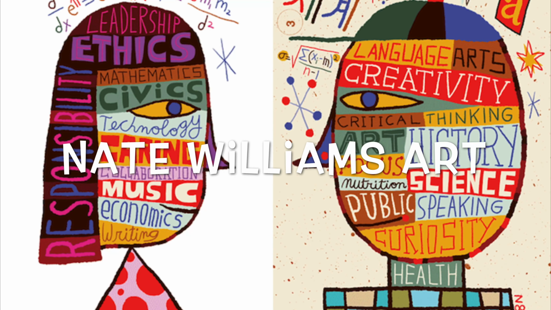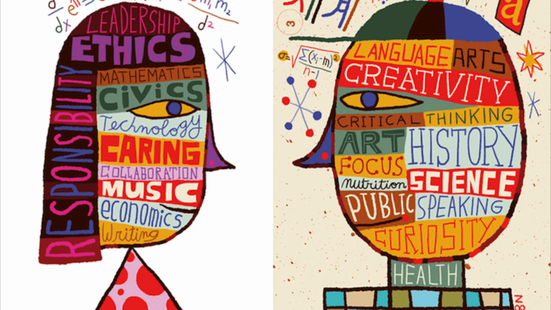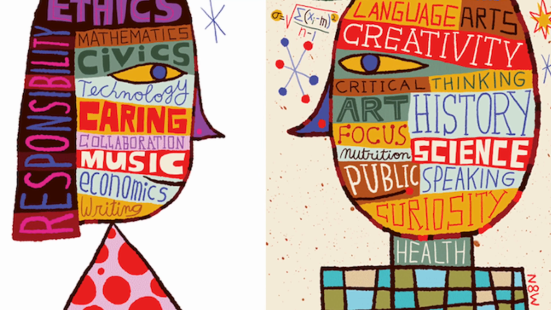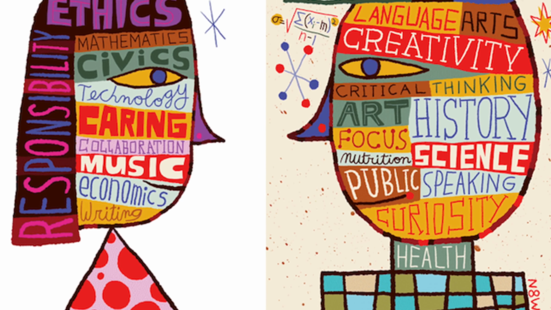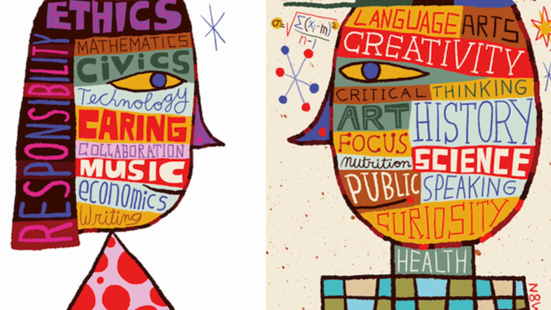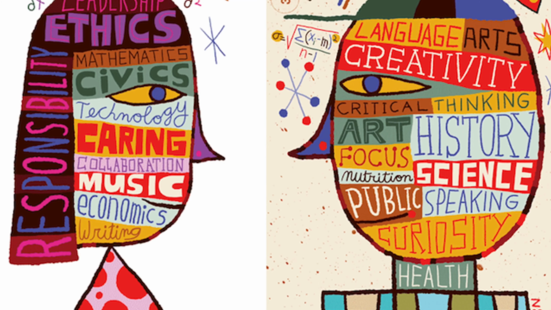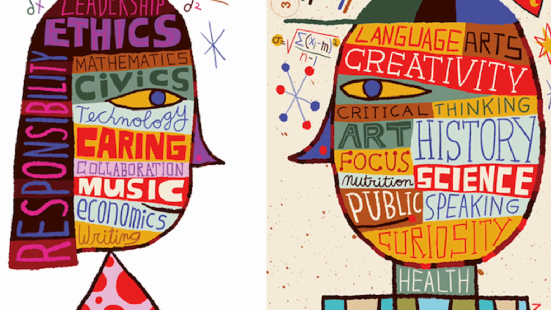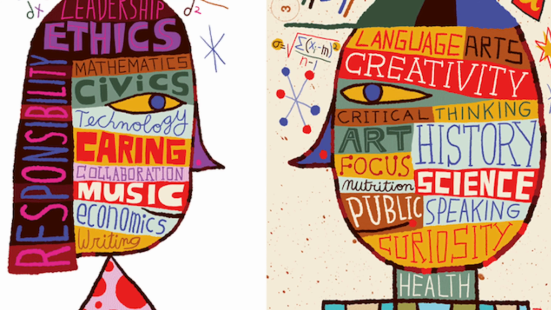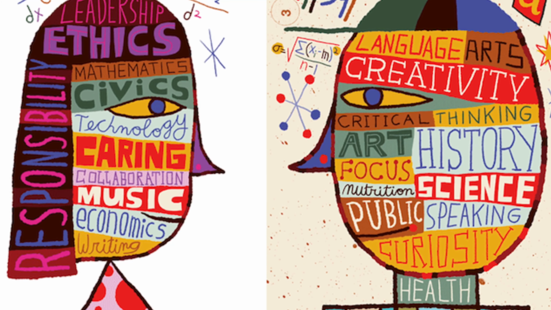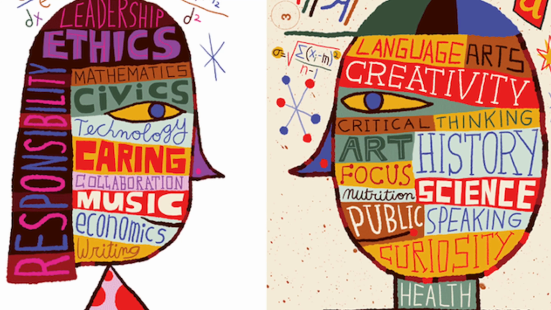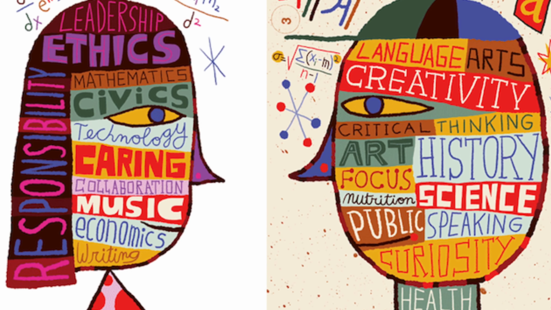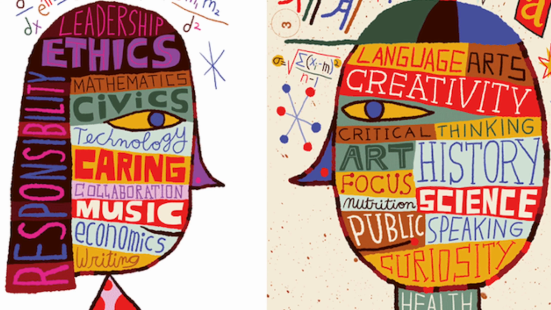This project is going to be all about the artwork of Nate Williams. Nate Williams is an illustrator and artist who creates abstract portraits and uses words inside the faces. A portrait is a picture of a person. A self-portrait is a picture of the artist who makes the portrait. If you are the artist and you make a portrait of yourself, it's called a self-portrait.